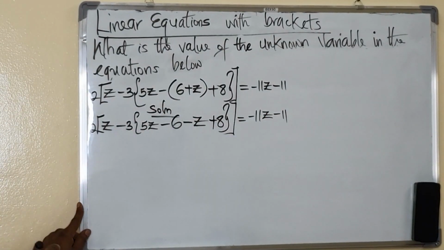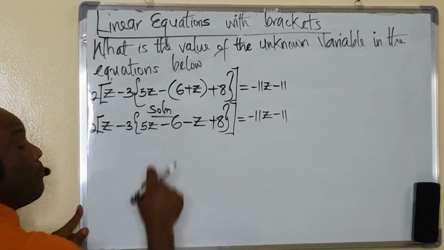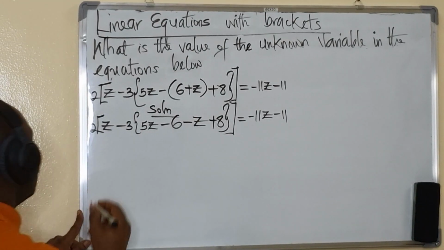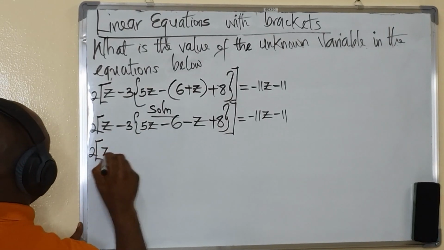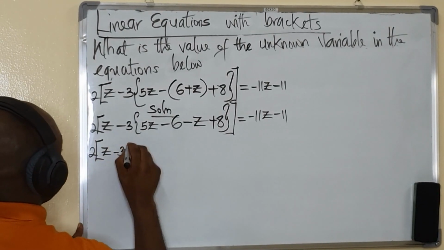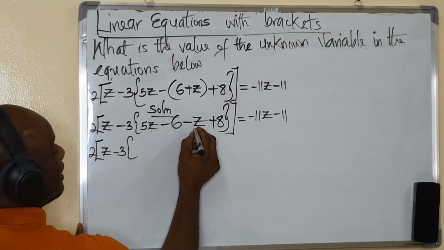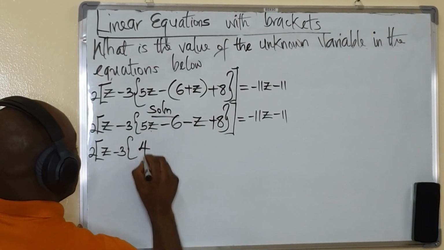Now let's look at the next bracket to open. If you look inside, the curly bracket is the next. But we can simplify it first before opening it up. Hence, let's do it once and for all. 2, open the big bracket, z inside, minus 3, open the curly bracket. Now let's simplify. This is 5z and this is -z. 5z minus z gives us 4z.